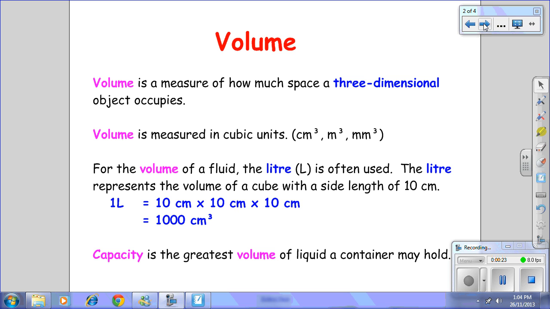Now, if we're measuring a fluid, volume is typically recorded in liters, where 1 liter represents the volume of a cube with a side length of 10 centimeters. Since the volume of the cube is length times width times height, and they're all the same dimension, 1 liter is 10 centimeters multiplied by 10 centimeters multiplied by 10 centimeters, which gives me 1,000 centimeters cubed. And finally, we need to know that capacity is the greatest volume of liquid a container may hold.